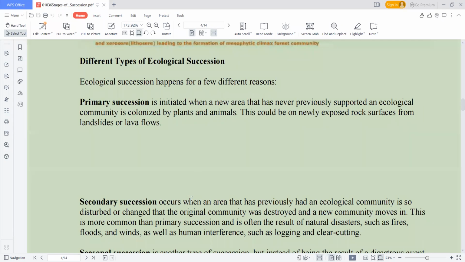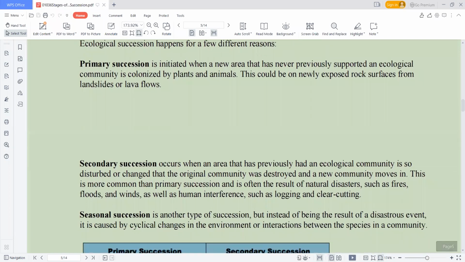Whereas secondary succession means the succession which occurs on an area that previously had an ecological community.